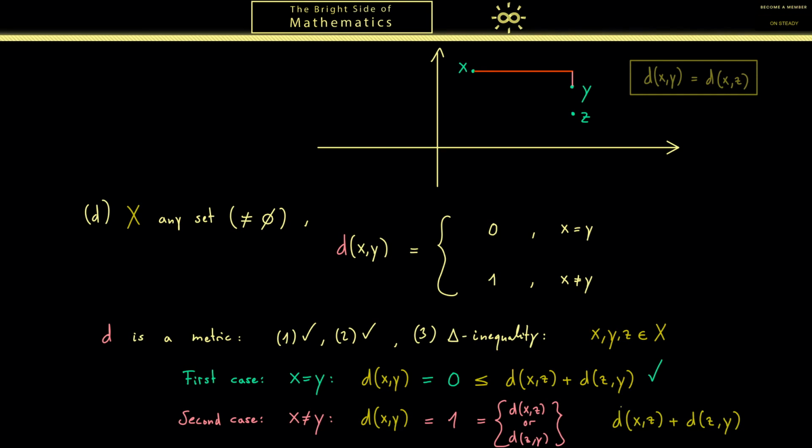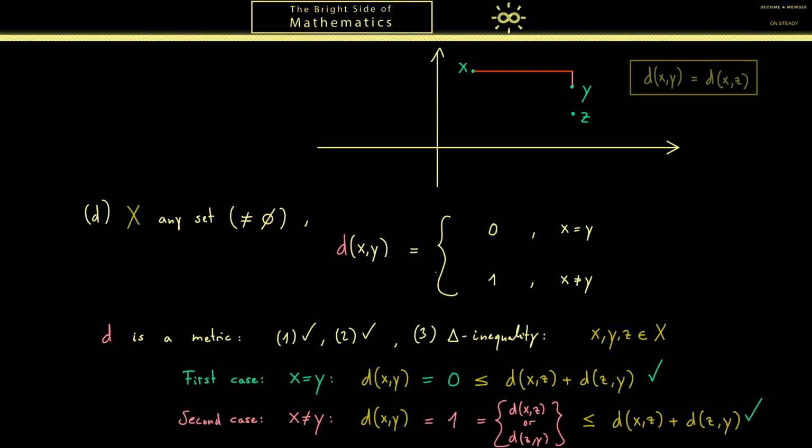However, this means now if we add both of these distances, we will get 1, or in the worst case when both of them are 1, we get out 2. So we have the inequality. So very good. Also in the second case, the triangle inequality is fulfilled.